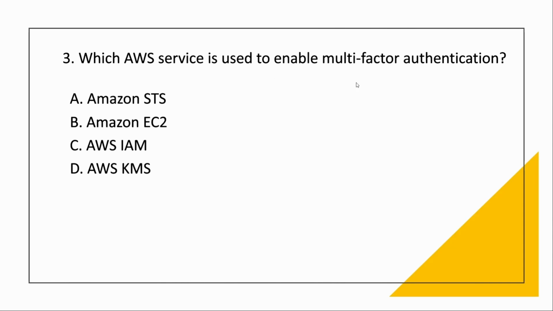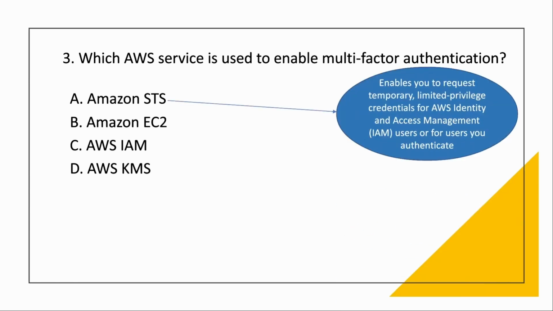So next, which service is used to enable multi-factor authentication? Now let's see the services one by one. Now, security token service. As the word says, token. What it does is enable you to request temporary, limited-privilege credentials for a limited time. It gives you some credentials through which you can log in and your users can authenticate.